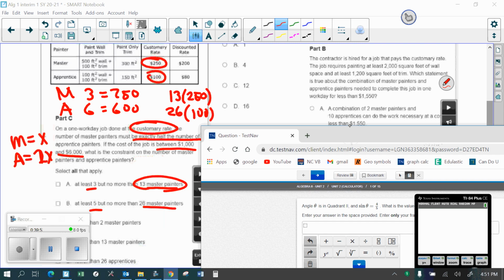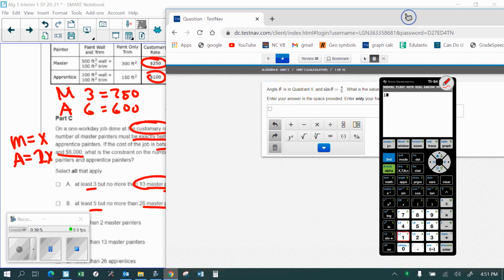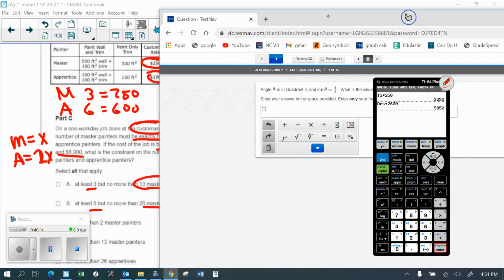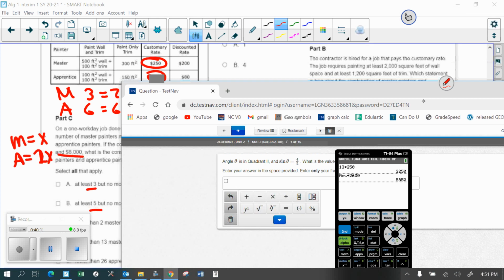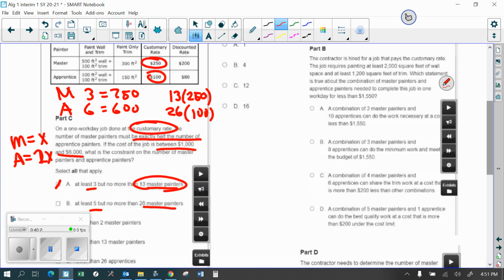13 times 250 plus what was it? 2,600. It's 5,850. That works. But no more than 13, because if I go one more, if I did 14, that's going to put me over. So that's true.